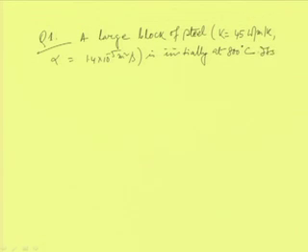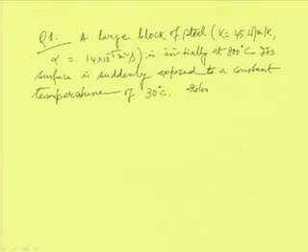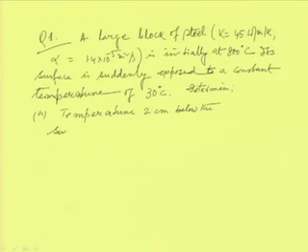Its surface is suddenly exposed to a constant temperature of 30 degree centigrade. Now, determine: there are three parts for this problem. A, the temperature two centimeter below the surface after 20 seconds.